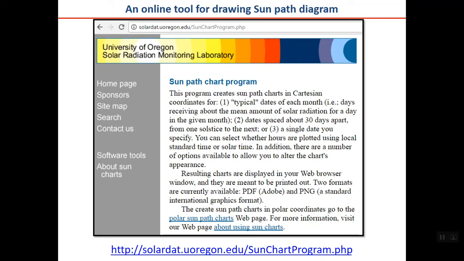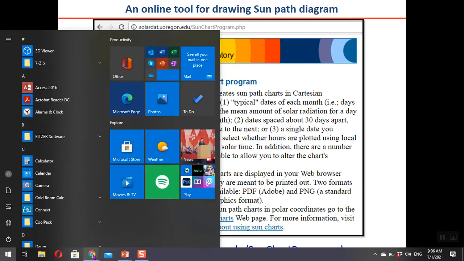How to draw a sun path diagram for a location, because for any location it will be completely different? There's a very good and well-known website. You can see the link here. I request you to do this yourself also.